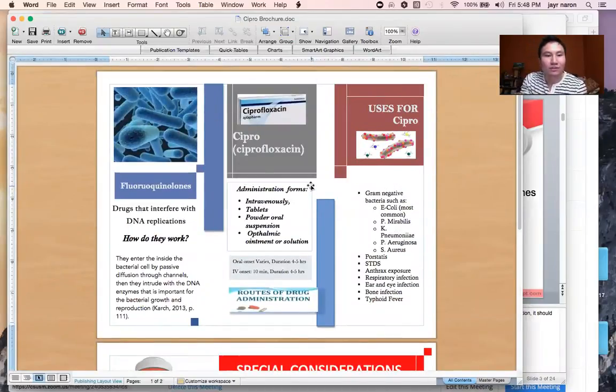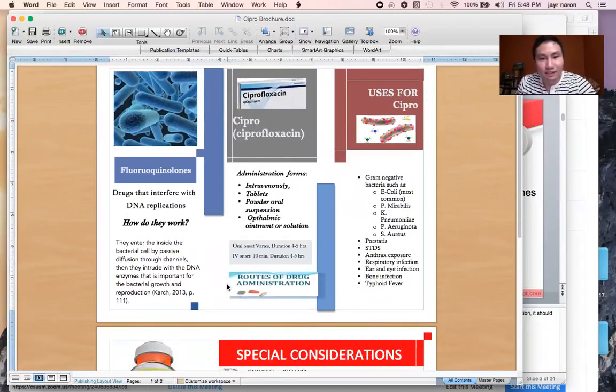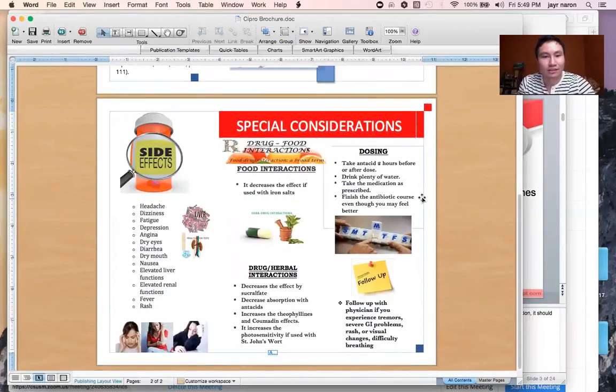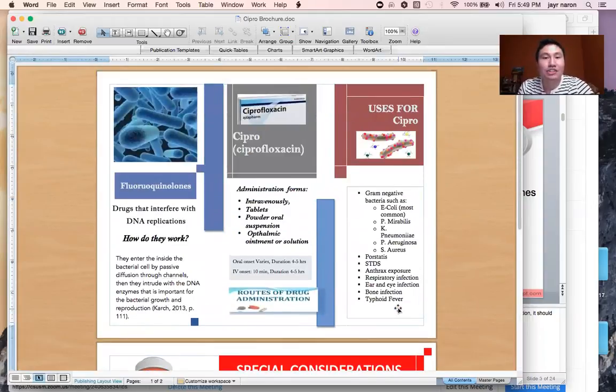brochure that I did for fluoroquinolones. It shows how the fluoroquinolone drugs act, how they interfere with DNA replication, the administration form, the onset, the IV onset, and what it's used for, and the special considerations, like food interaction and side effects that you could see, and drug and herbal interactions. I also included the dosing, and the follow-up: if patients experience tremors, severe GI problems, rash, visual changes, or difficulty breathing, they should go to the ER or urgent care right away and get treated. It can be life-threatening too. And I hope that's it for my presentation. Thank you so much.